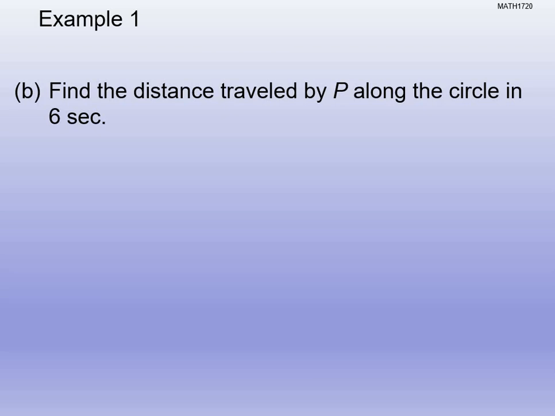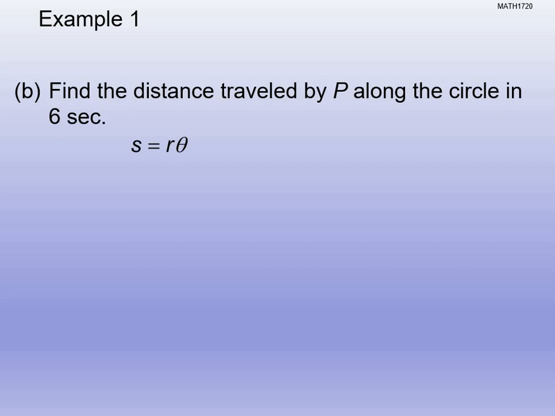Part B says find the distance traveled by P along the circle in 6 seconds. Now for the distance traveled, you should be thinking linear speed. So we have to have the V equals one of those equations that were on there before, but we have to find out what the arc length is. So S equals R theta. We just calculated theta in part A, that's the pi over 3.